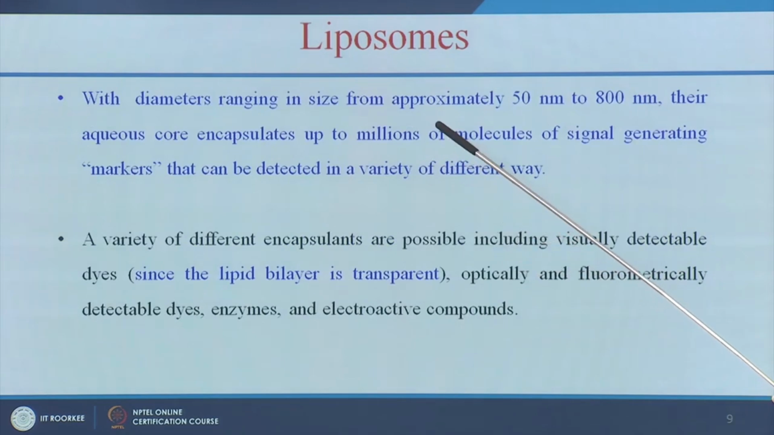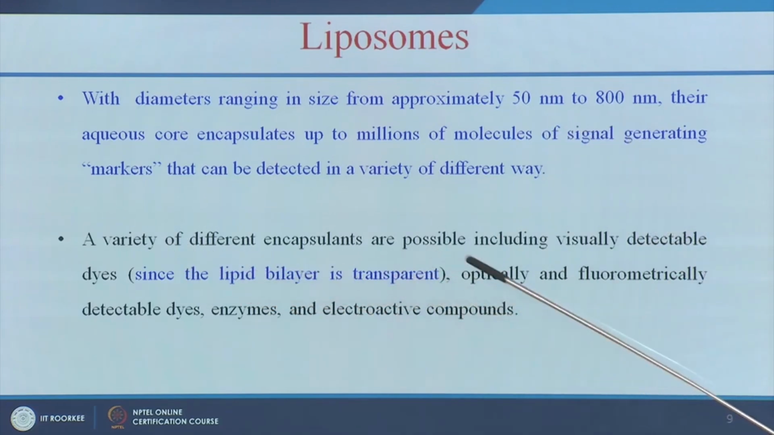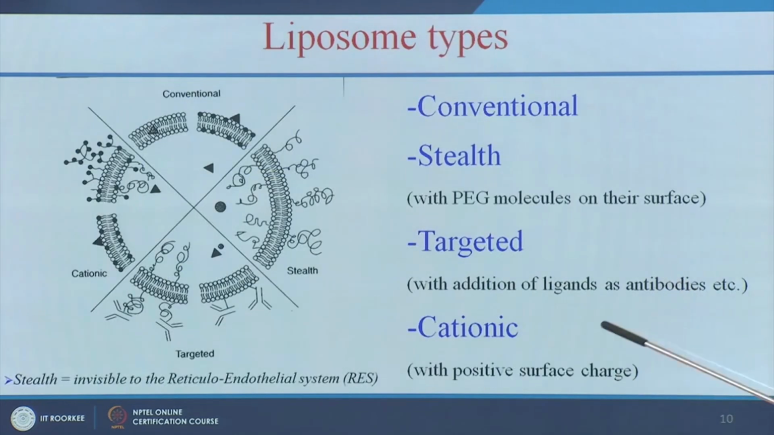Another important property is that the liposome size can be varied from 50 nanometer to 800 nanometer, so we can load a larger amount of drugs, anti-cancer drugs or any therapeutic molecule. Another important property is that the lipid bilayer is transparent, so we can use fluorescent material, and we can use it for various imaging and diagnostic applications. So let us see the types of liposomes.